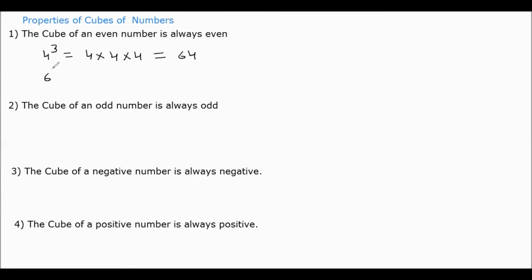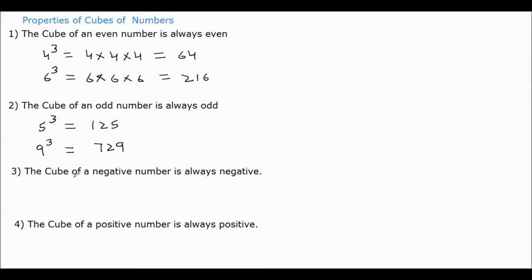One more example, if I take 6 cube, then after multiplying it with 6 three times, I will get 216, which is again an even number. So this confirms that the cube of an even number is always even. Similarly, if I check the cube of an odd number, for example 5 cube, when I multiply it, I'll get 125, which is an odd number. If I take 9 and find its cube, I will get 729, which is again an odd number. So the second property says the cube of an odd number is always odd.